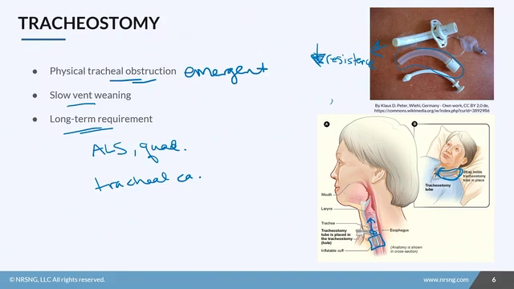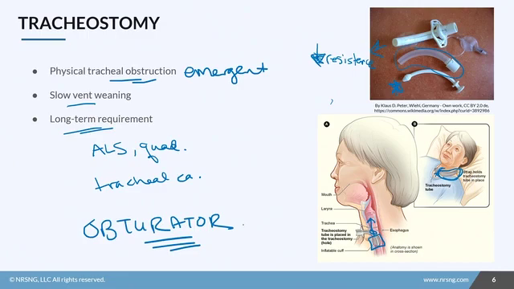Big safety tip here. This little plastic doohickey right here. Yep, doohickey is a medical term. This plastic thing is called the obturator. The obturator is what we will use to replace the tracheostomy if it accidentally becomes dislodged. You have to have that obturator or you will not be able to put it back in.